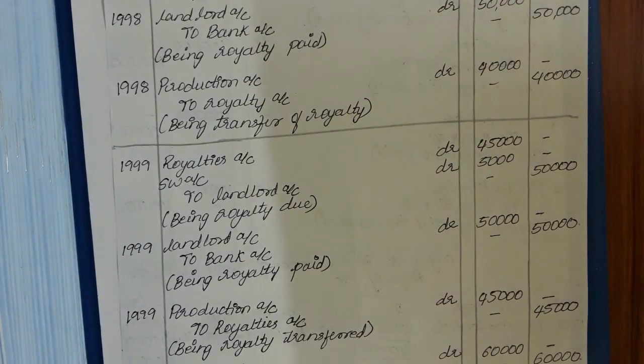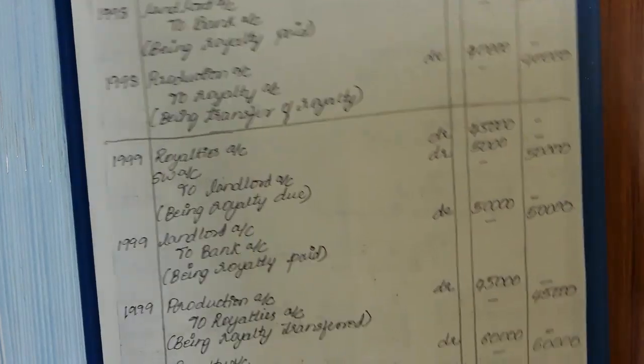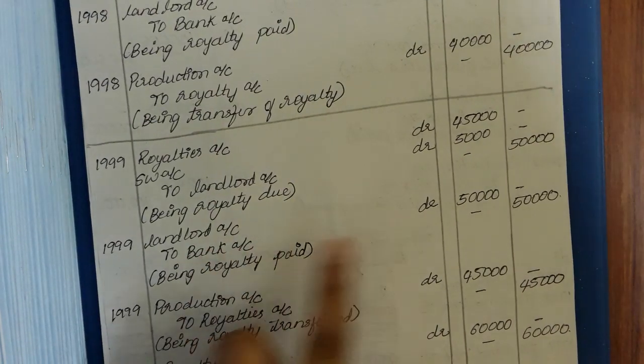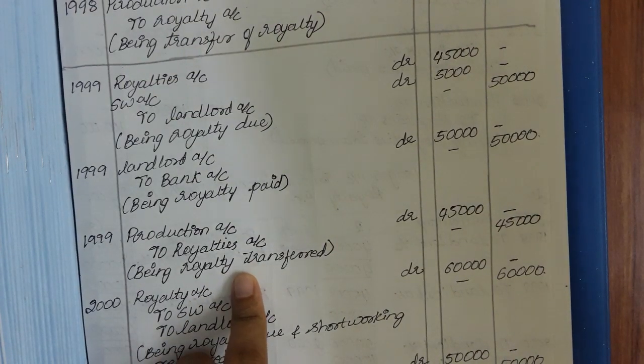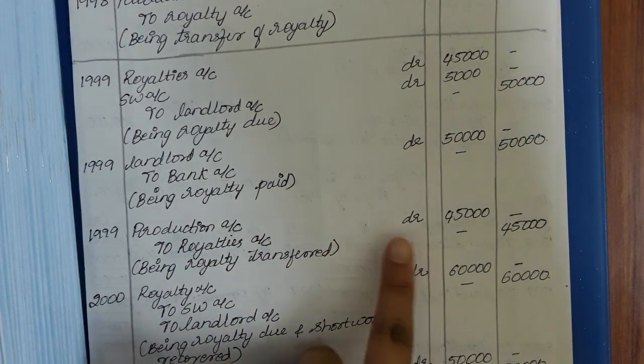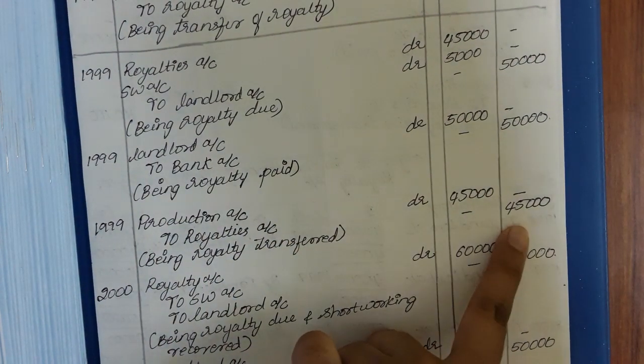So what is the second entry? After the due entry you need to make a payment. What is the entry for payment? Landlord account debtor to bank account. Whatever payment you made to the landlord, you will write here 50,000. In the same way, what is the next entry for transfer? Production account debtor to royalty account 45,000.